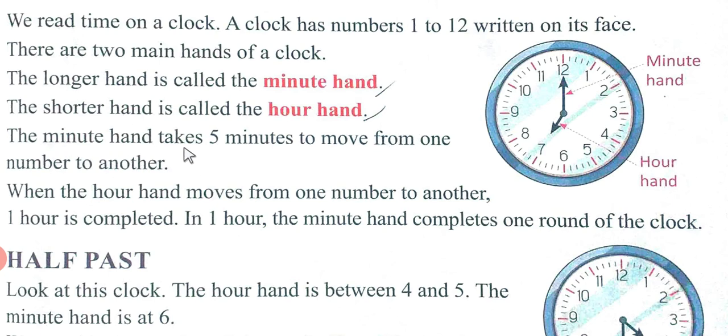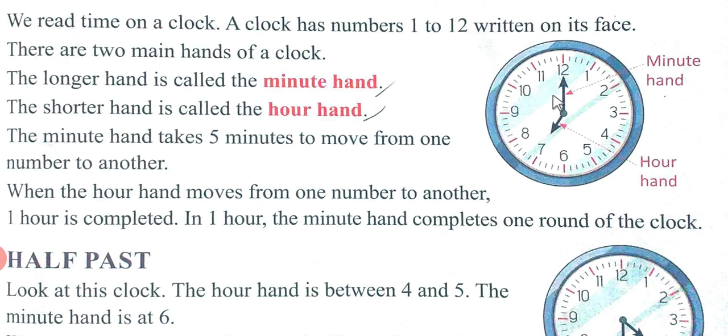The minute hand takes 5 minutes to move from one number to another. I have told you the table of 5. Always when you see the clock, you have to count the table of 5. When the hour hand moves from one number to another, 1 hour is completed. In 1 hour, the minute hand completes one round of the clock.